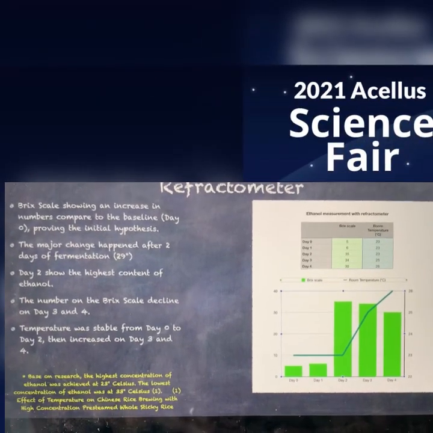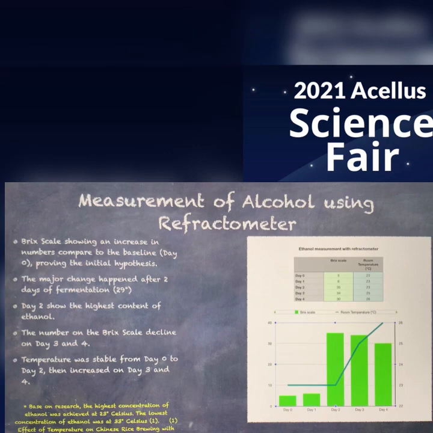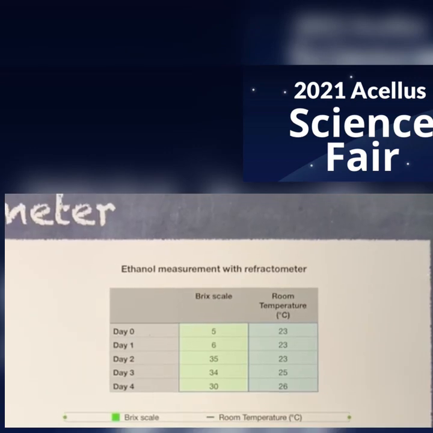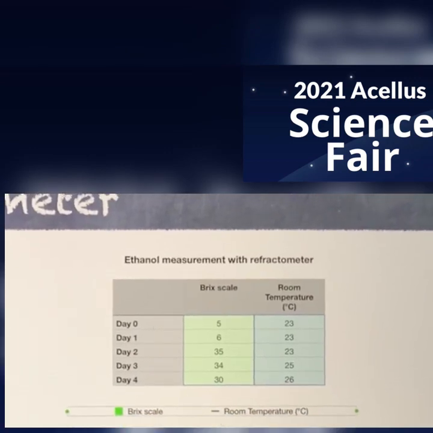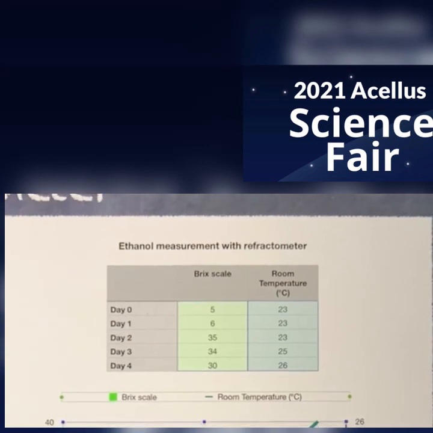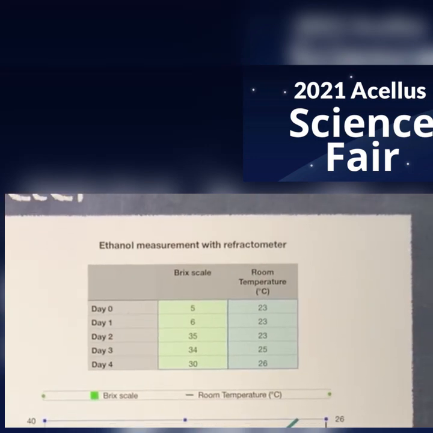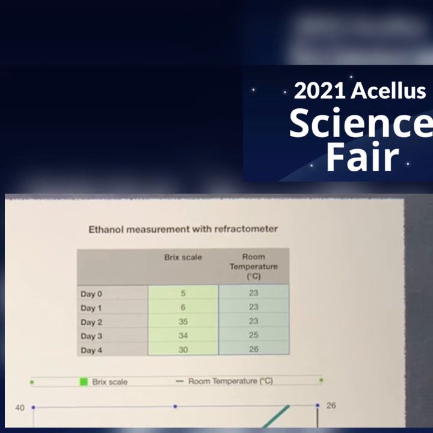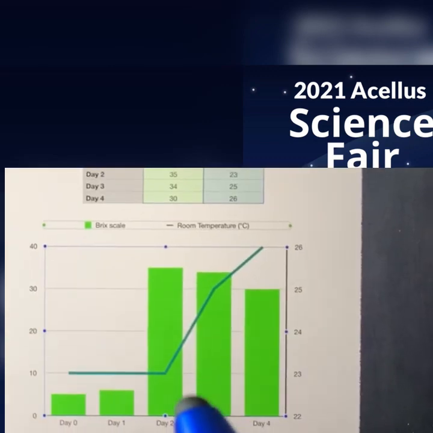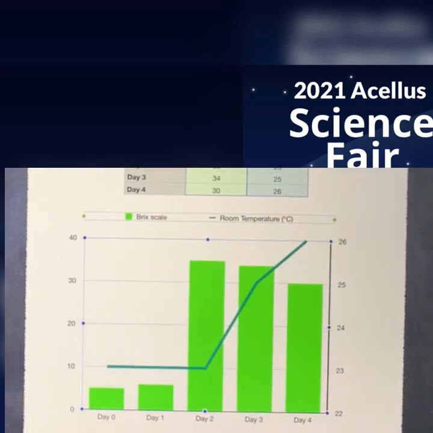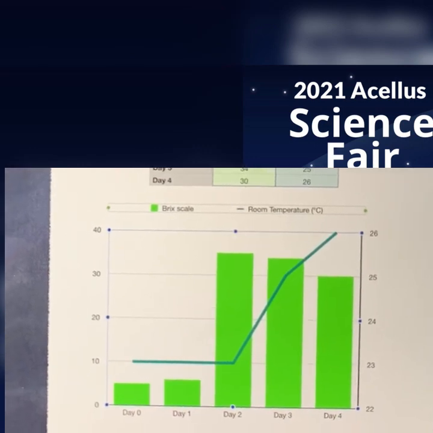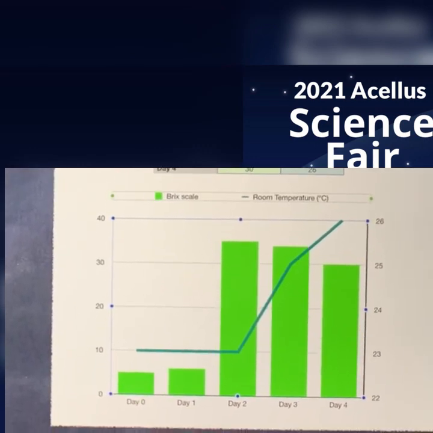Now let's check the measurement of alcohol using the refractometer. The Briggs scale shows an increasing number compared to the baseline, day 0, proving the initial hypothesis. The measured change happened after day 2 of fermentation, showing a difference of 29 degrees Briggs.